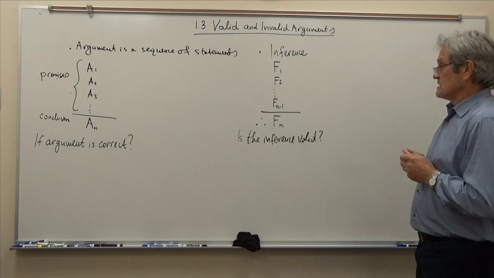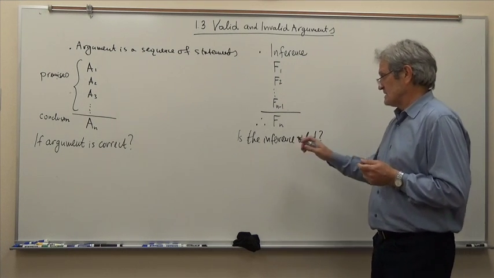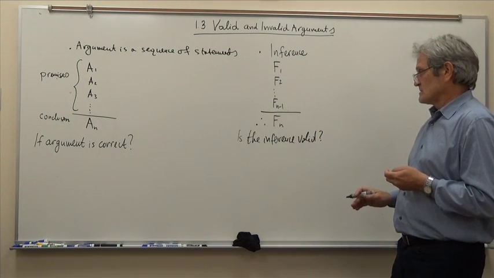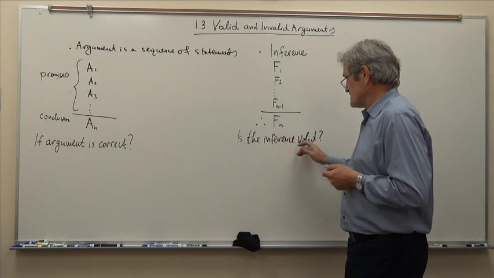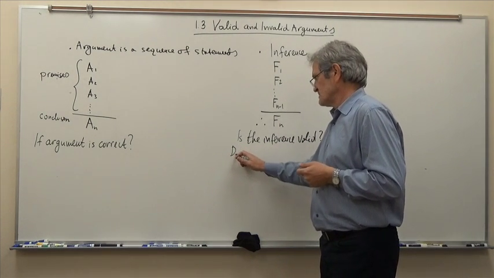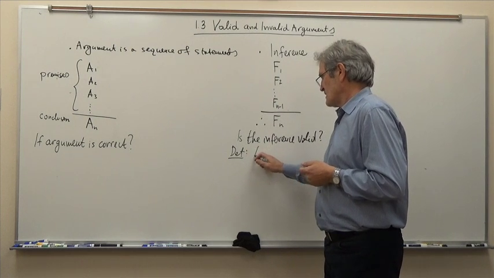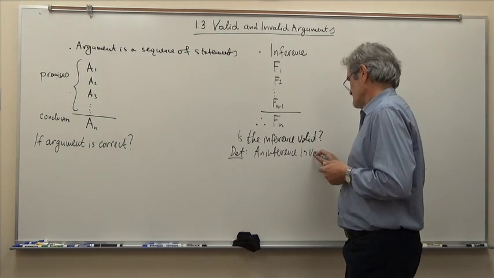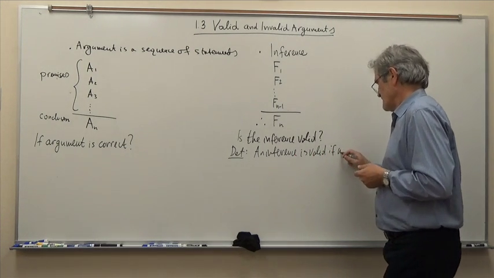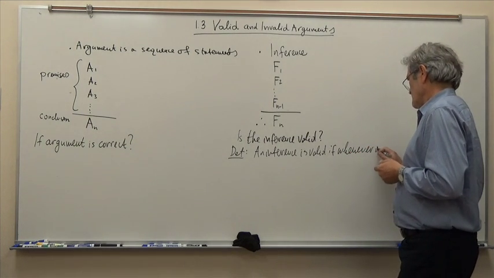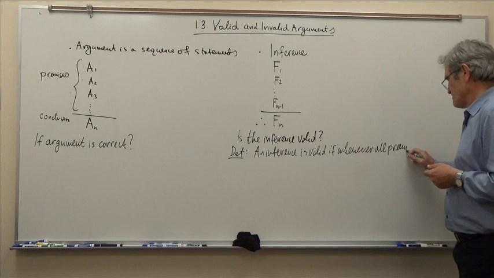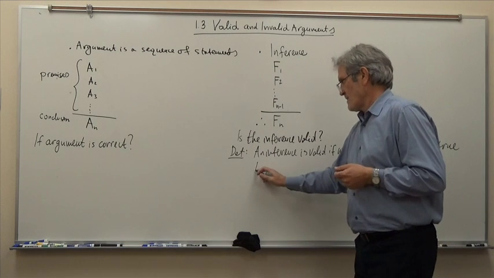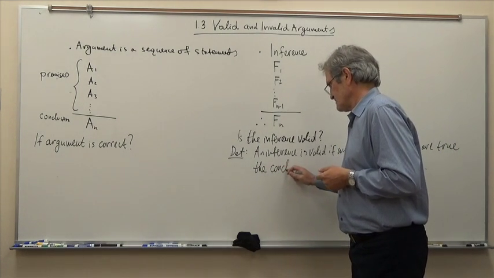So when do we say that the inference is valid? Since this is a formal definition, we can make this more precise. So here's the definition. An inference is valid if, whenever all premises are true, the conclusion is also true.